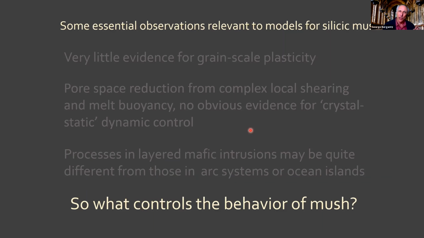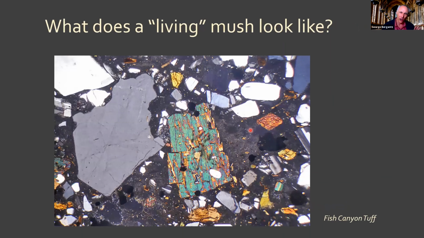So what controls the behavior of mush? Really it's hard because these plutonic examples are not living. We're looking at them after they've solidified. We can't assess the textural delicacy or really learn in a progressive way from those examples. Well, here's an example of a living mush. This is a thin section of the Fish Canyon tuff. Most of us would be comfortable thinking of that as an erupted melt-present batholith. And you look at this, it's a mess.